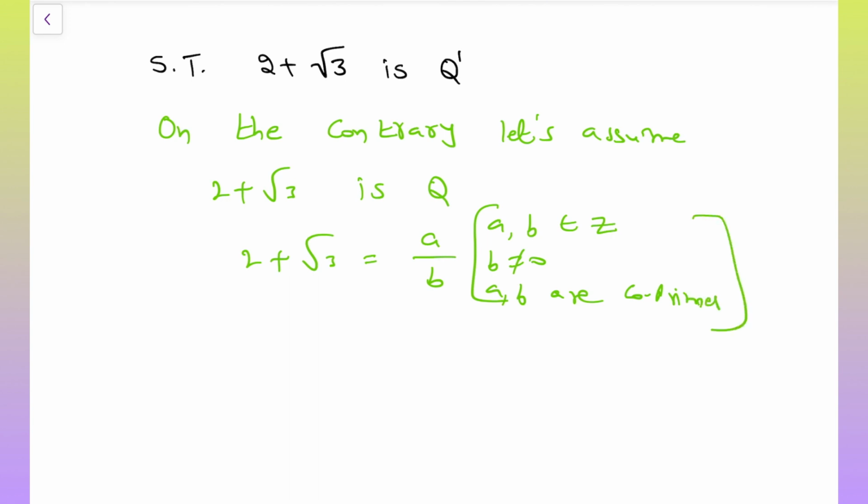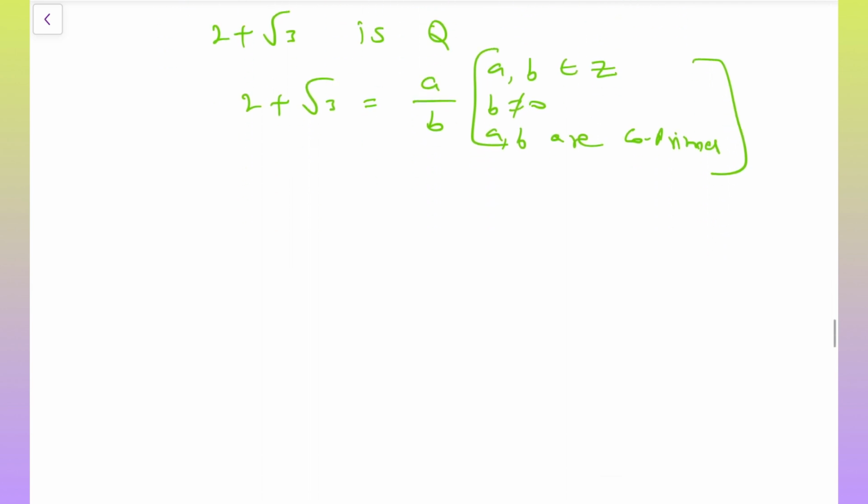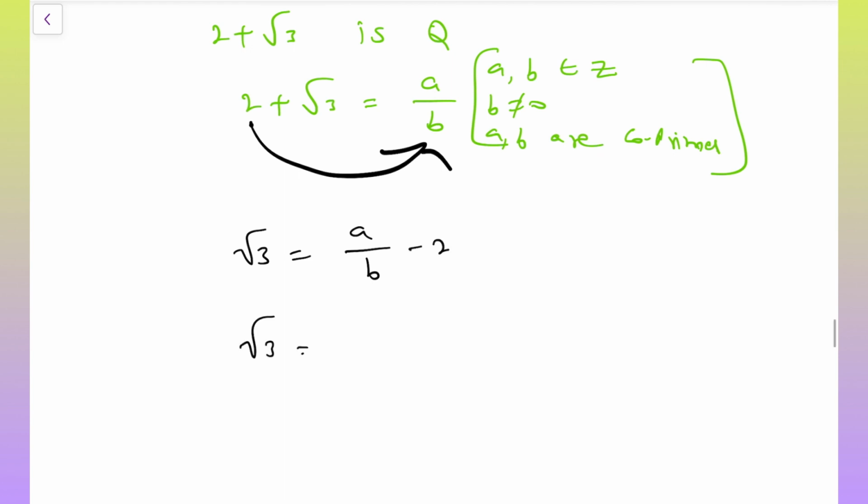Here also there is no need of any squaring, nothing. Now simply take this 2 to the right side. So it will become root 3 is equal to a by b, and on taking it to the other side, it becomes minus 2. Root 3 is equal to a by b minus 2, and this 2 can be written as 2 by 1. Now do the LCM on the right side: b into 1 is b, a into 1 is a, minus b into 2, 2b. Cross multiplication I am doing here. That's it. You can call it the LCM also, whatever you call it.